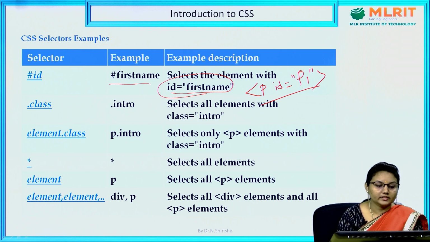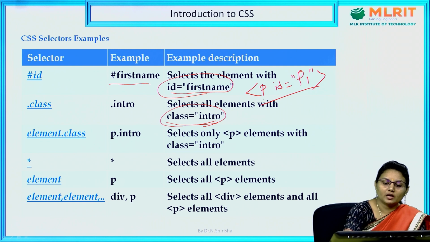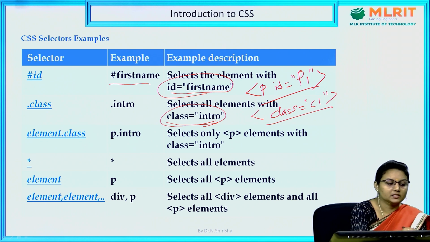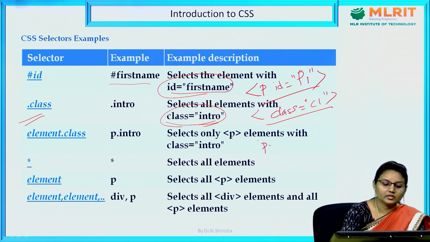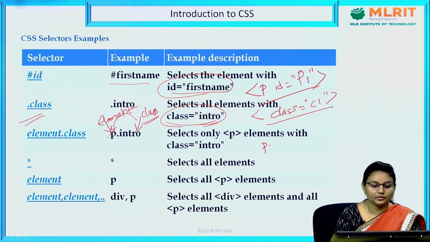Dot class, dot intro. So for every class we are giving class equals class name. For ID, how we are giving it, like that you can also assign class equals to some C1, say a class name. How do you give that? The selector will be dot class. So element dot class, so p dot intro here. This p is an element and this is a class. So this class is given a set of styling which can be applied to the elements you wanted to apply.